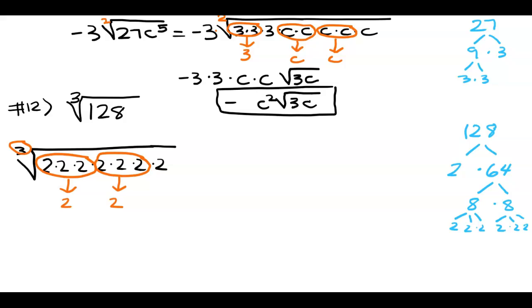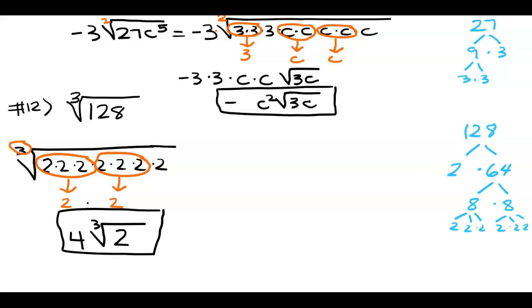So when we come up with our answer for this, we've got 2 times 2 that gets to come out, so that's 4. That's on the outside. And then the cubed root of just a 2 that's still stuck inside. And that would be your answer for that one.